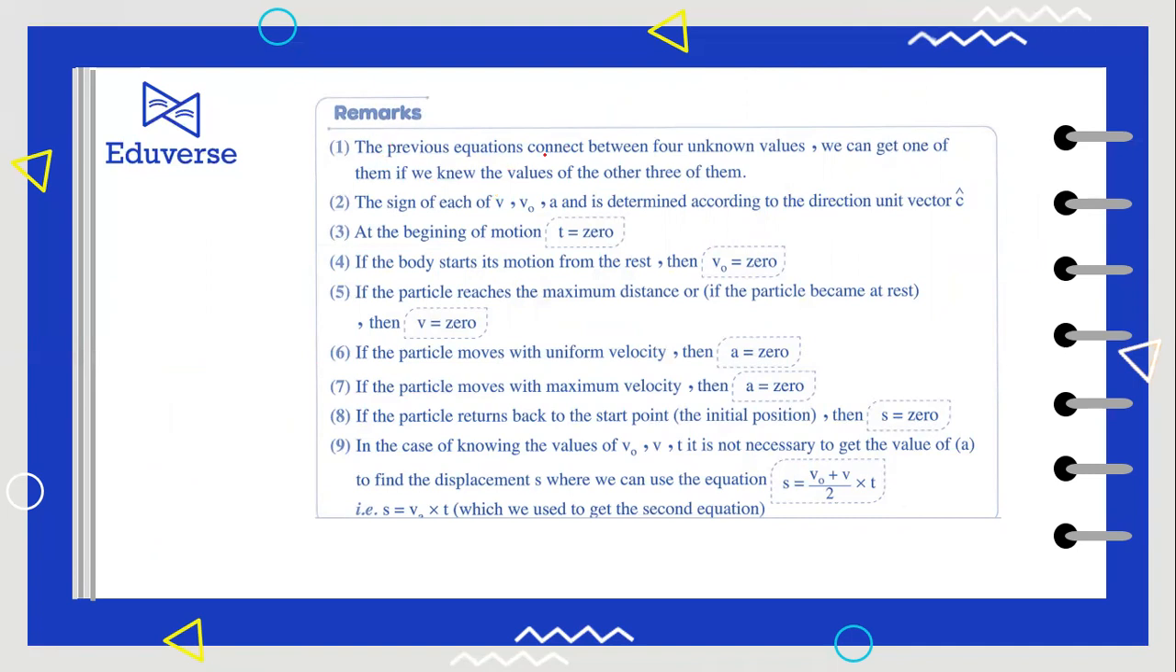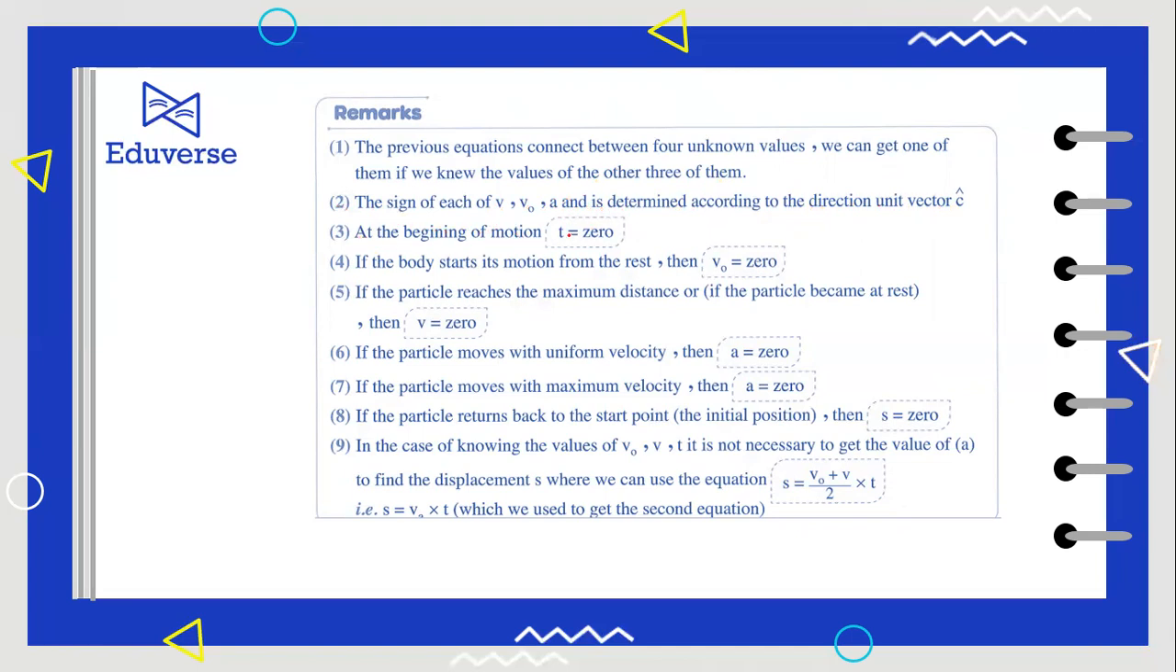Number one, the previous equations, these three equations we talked about, connect four unknown values. We can get one of them if we know the values of the other three. If I have many rules and I want to find one of them, I can use any equation to find it. Number two, the sign of each V and V naught is determined according to the direction of the unit vector, the starting motion and end motion. We said V is the velocity, V naught is the initial velocity, and A is the acceleration.